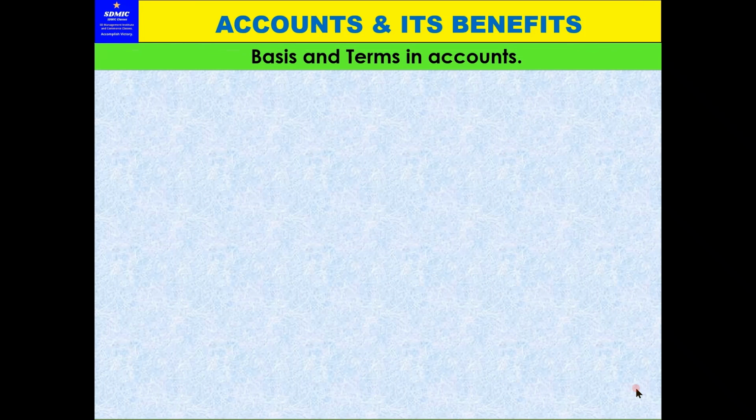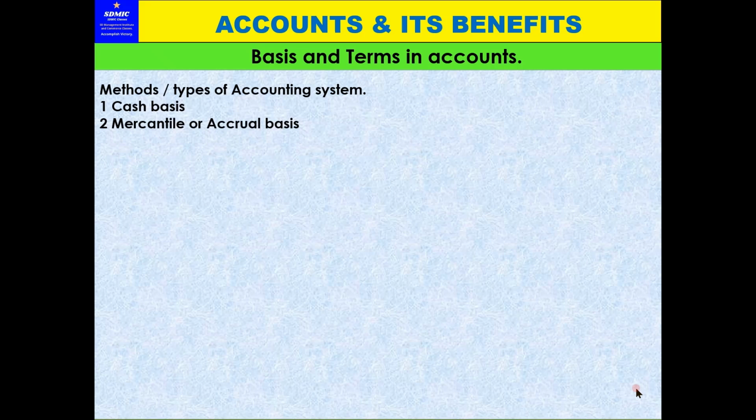Let us start. Basis and terms in accounts. Methods or types of accounting system. There are 3 types of accounting system: cash basis, mercantile or accrual basis, and mixed or hybrid basis.